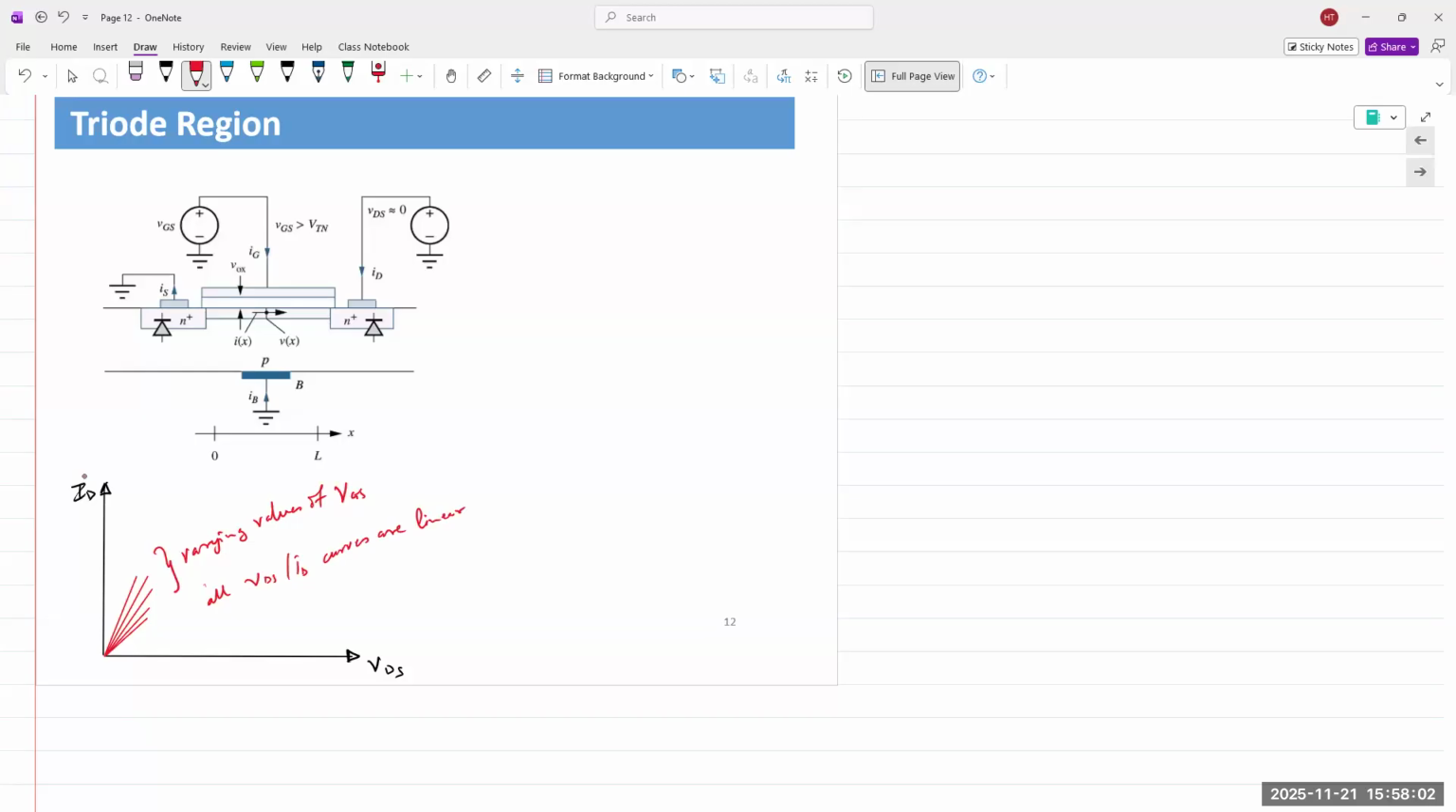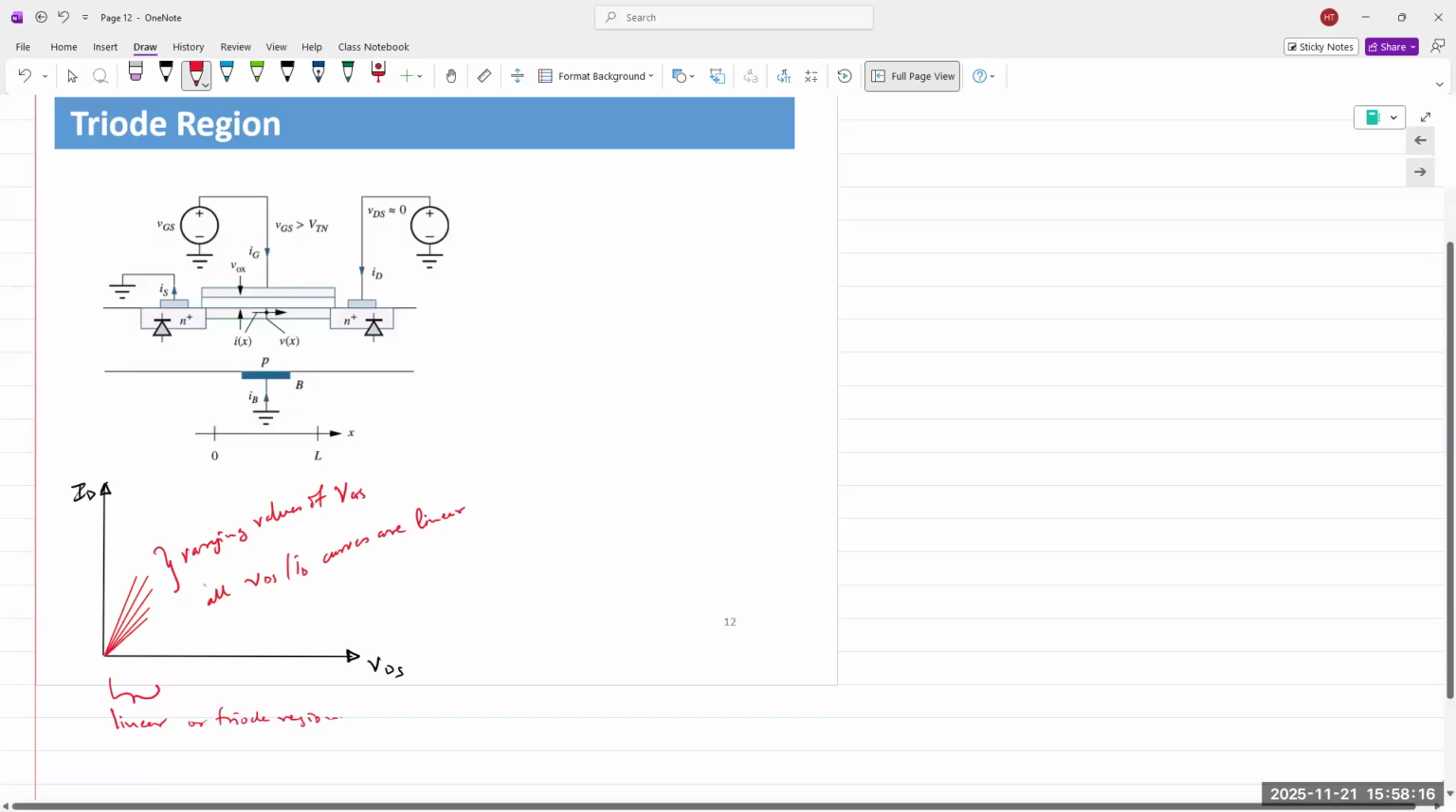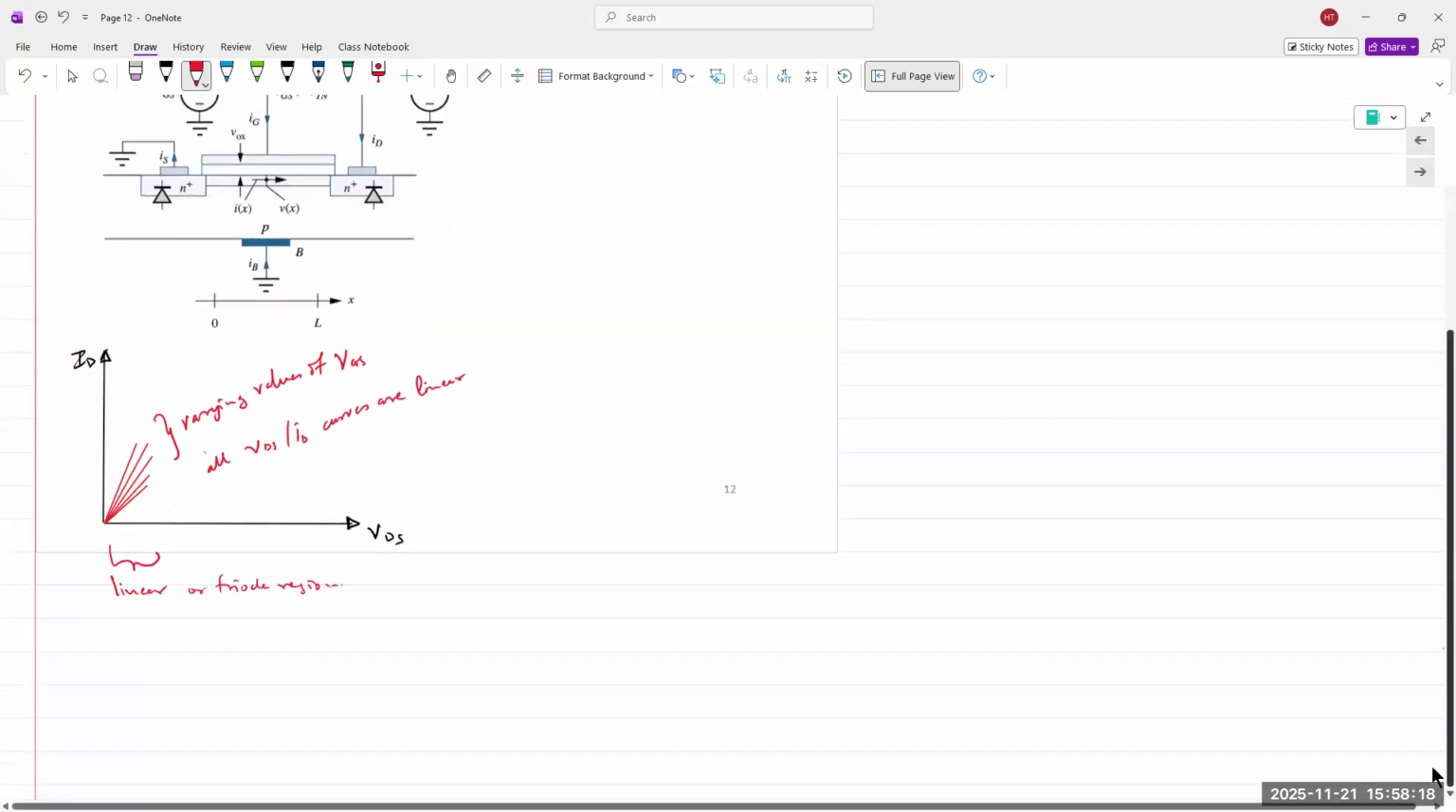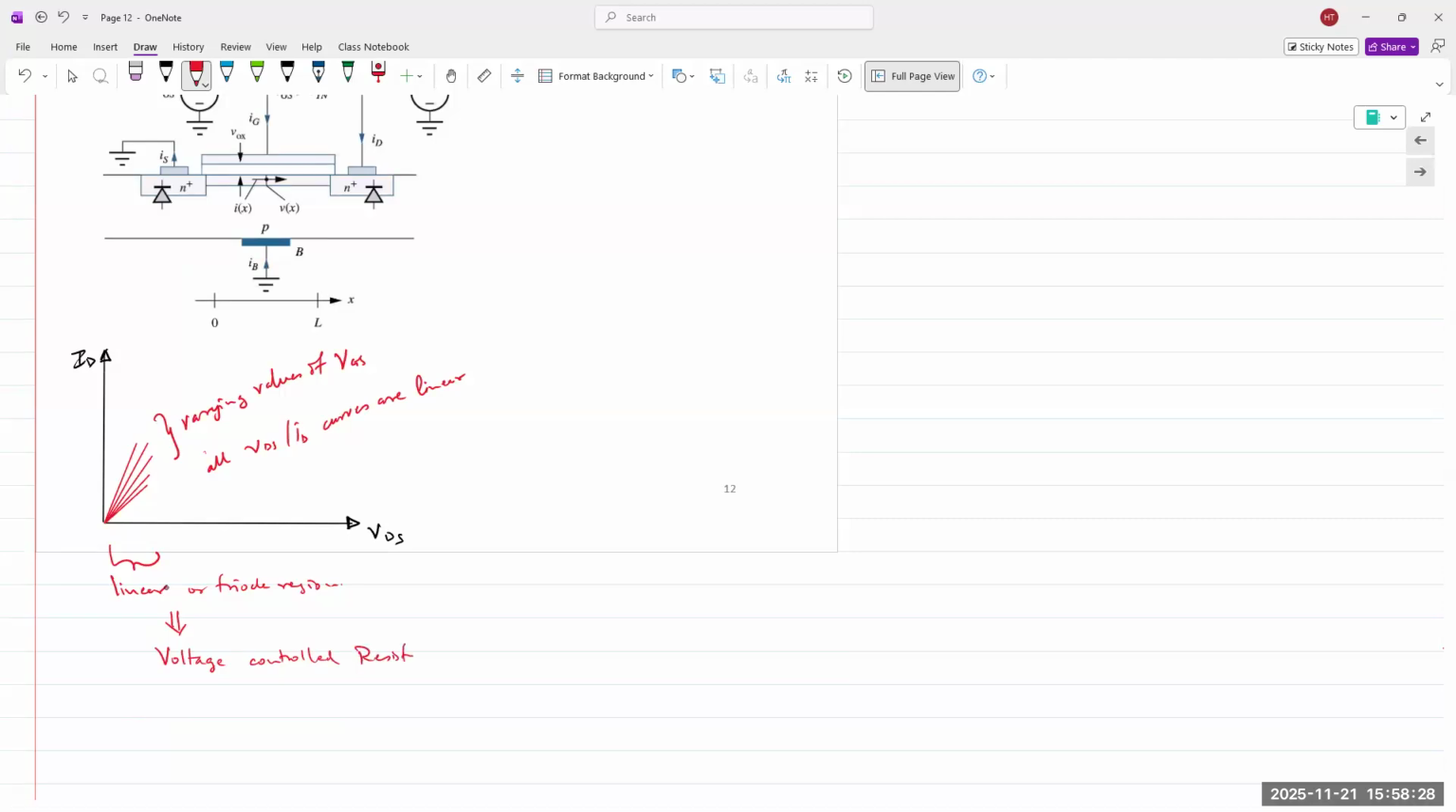Okay, in this region, the linear region or triode region, this behaves like a voltage control resistor. Okay, voltage control resistor.